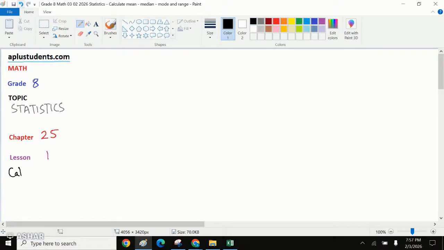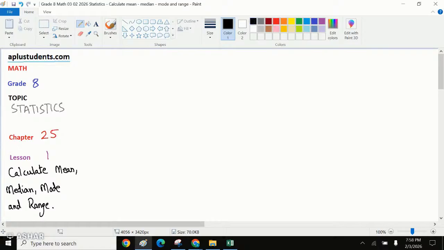Calculate Mean, Median, Mode, and the range. So first I'll define what exactly mean, median, mode, and range are. Then we'll start off with the questions, okay? So let's go to grade 8 maths, chapter number 25 and lesson number 1.